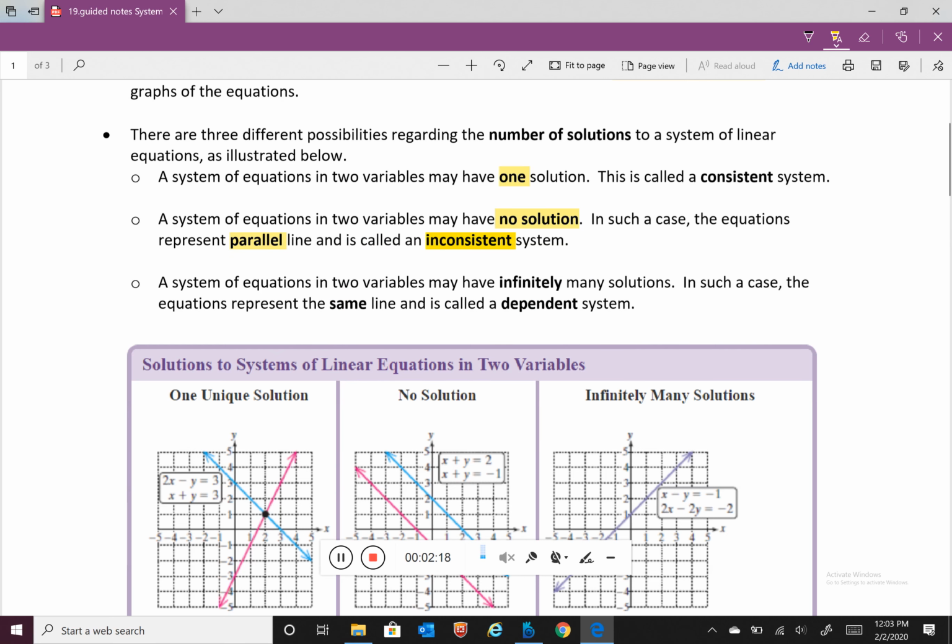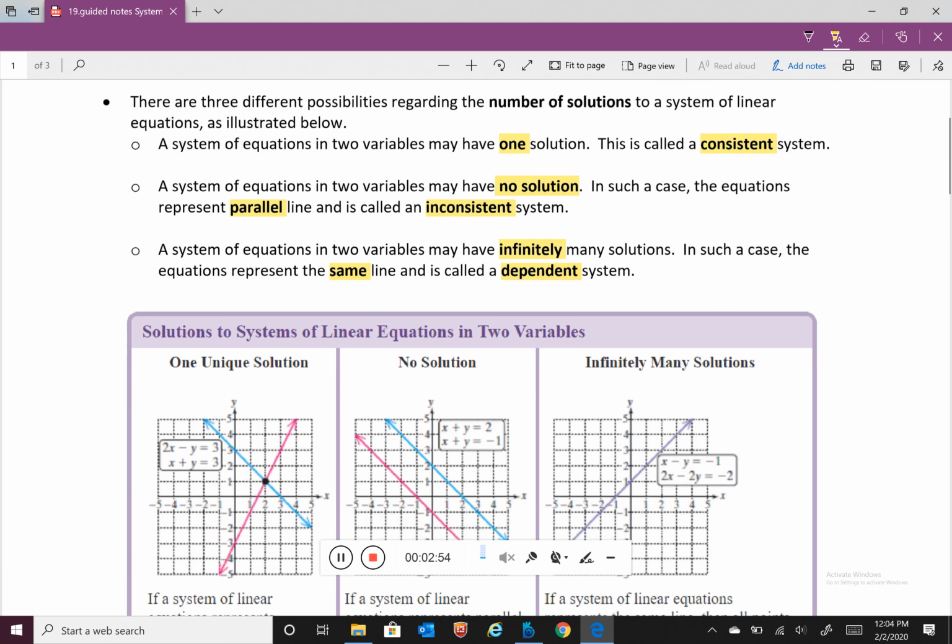So let's take those two together. If we have a consistent system, that's where they share one point. If it is an inconsistent system, they share no points, and that is because with the inconsistent system, the lines are parallel. And then you have the third type, and this is a system of equations that could have infinitely many solutions, and that is because they're the same line, and that is called a dependent system because they depend completely on each other. So let's just look at those three systems together here.